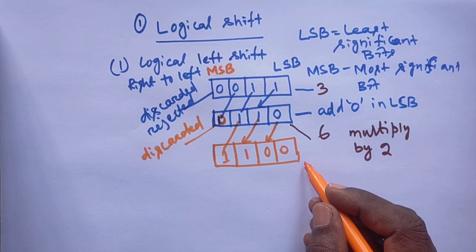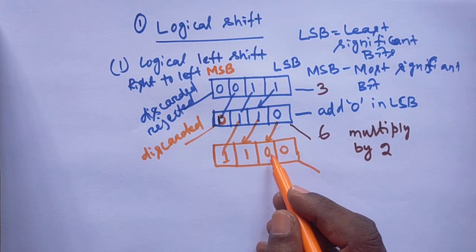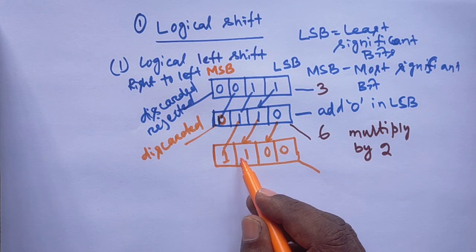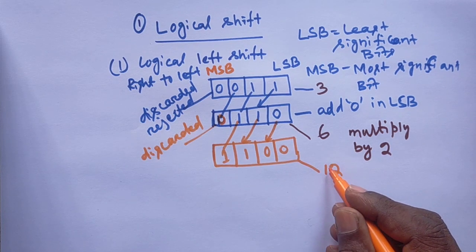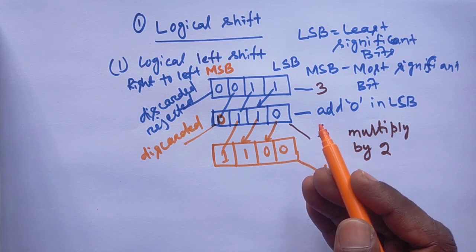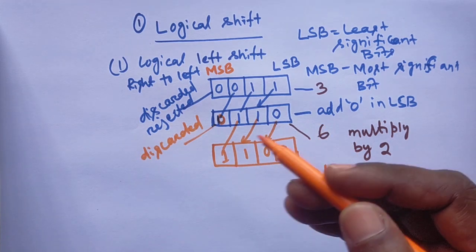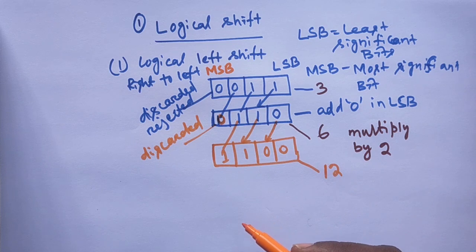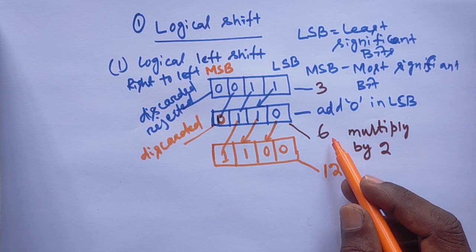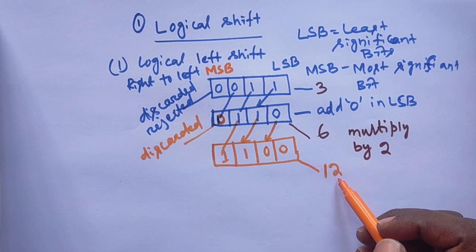Now calculate the value. What is the value? Here is 2, here is 4, here is 8. 8 plus 4, that is 12. You see, it is 12. Whenever we shift from right to left, it will multiply by 2. I told you that already, that is multiply by 2. So automatically, 6 into 2 is 12.